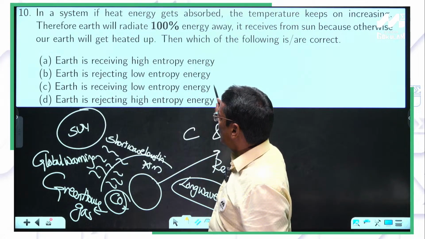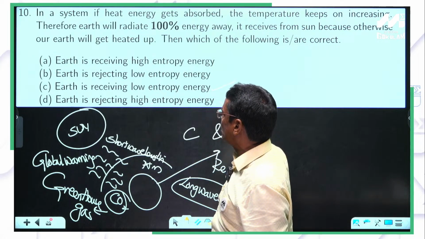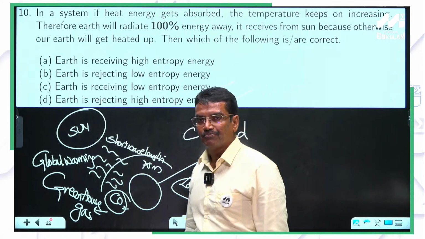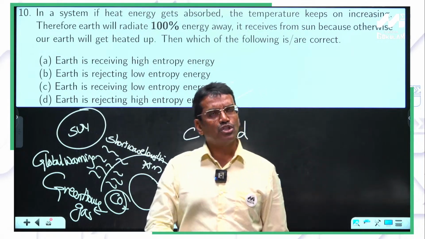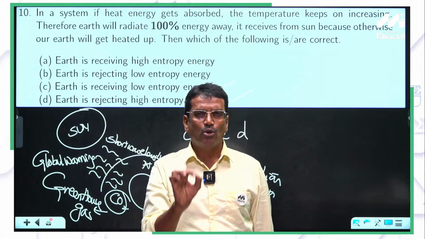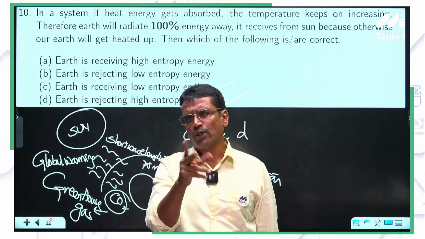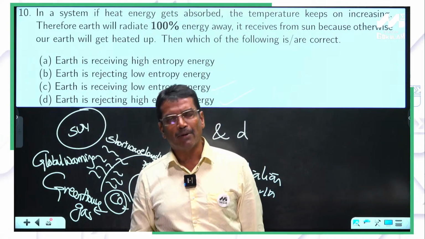So answer is, it is receiving low entropy energy, Earth is rejecting high entropy energy. Answer is both C and D. It is MSQ, multiple select questions. In the GATE there are MSQs, okay, but the number of questions asked as MSQ is very low. Maximum you will get 1 or 2 only in every GATE paper.